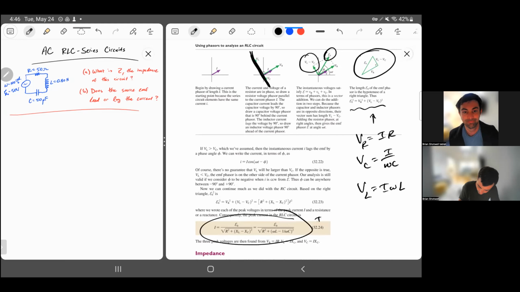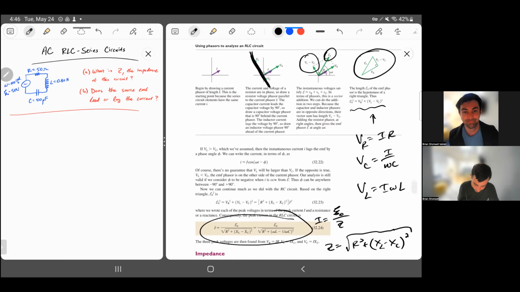We get I is equal to E0 over Z, again, the impedance, where the impedance is the square root of R squared plus the difference in the reactances of the inductor and the capacitor, squared. It doesn't really matter the order right here, because you're squaring it. The order does matter for this phase angle.